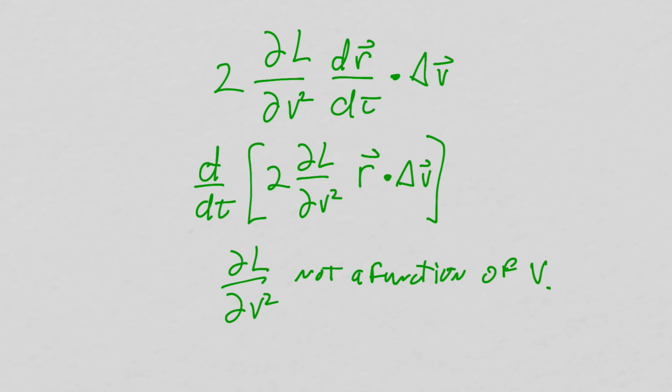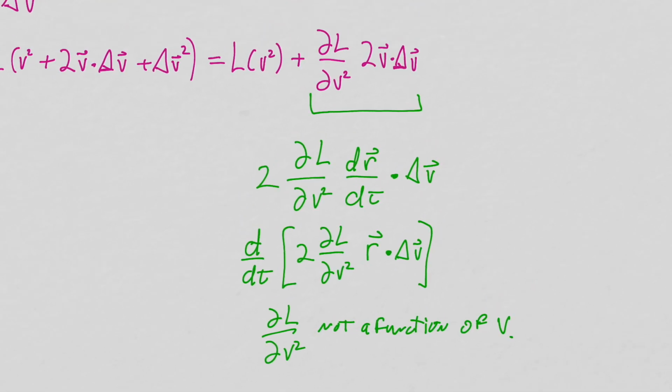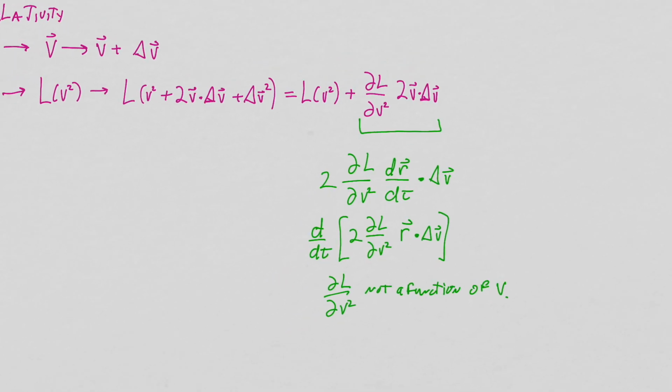And if that's the case, then you can pull this d/dt out and you end up with this guy here, which is equal to that, which means this is a total time derivative. And remember, to identify this as a total time derivative, I just have to find any function out there of which I can take the time derivative and get this thing. And that's not hard to do, but one absolute requirement is that dL/dv squared is not a function of v. So what does that mean for us?